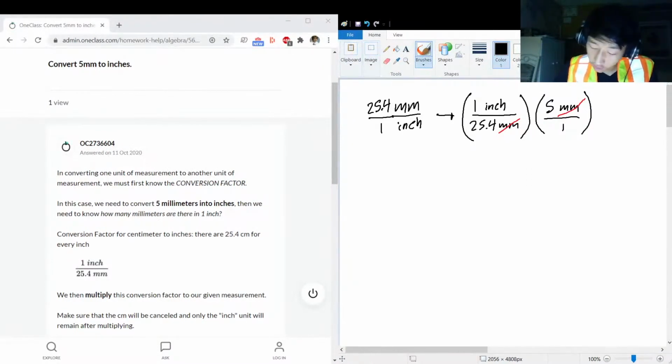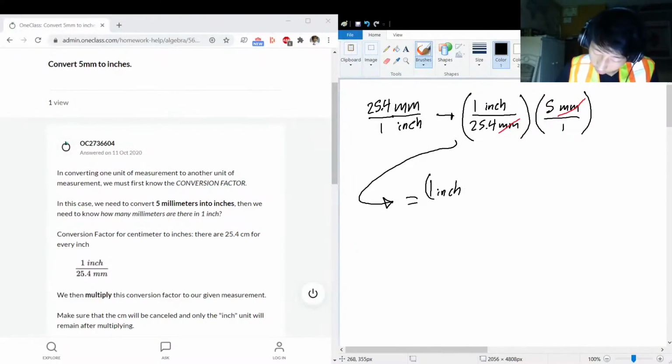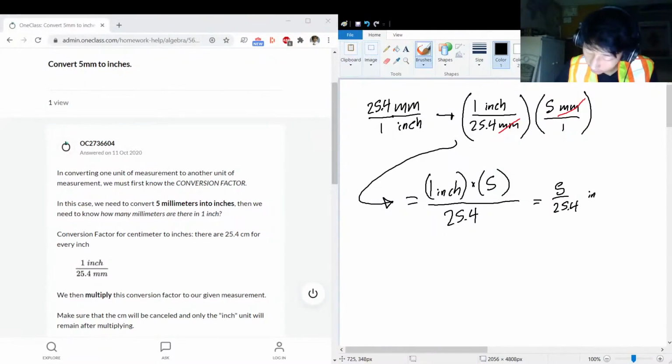So this translates to 1 inch times 5. The millimeters got neutralized by the millimeters on the bottom over 25.4. Used to be millimeters, but those got neutralized out. So this is just equal to 5 over 25.4 inches, which corresponds to 5 millimeters.